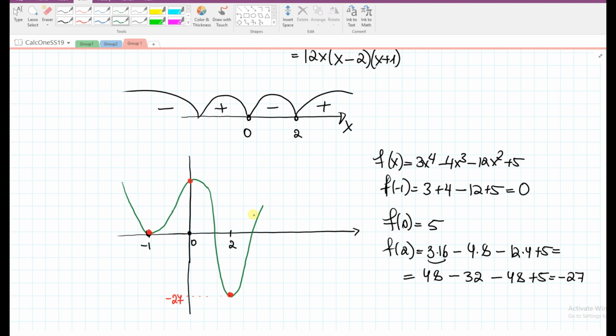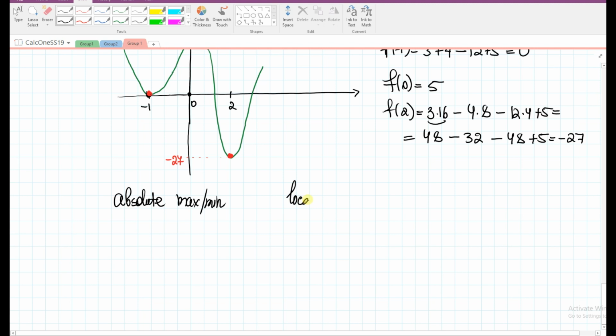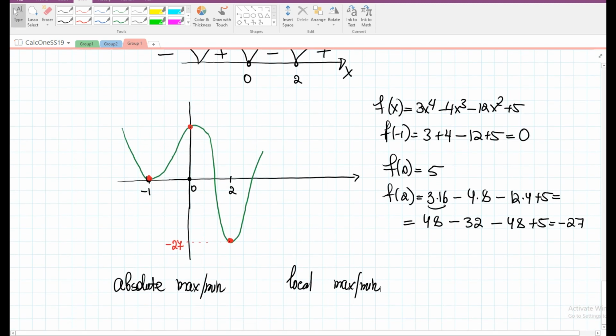Okay, now, do you remember last time we discussed two things, right? We said that there exist the absolute max and min and local max and min. So what is the difference between the absolute max and min and the local max and min? Absolute is global. Yes, global and absolute are the same. Absolute means global. So what is the difference between the absolute maximum and minimum and the local maximum and minimum?